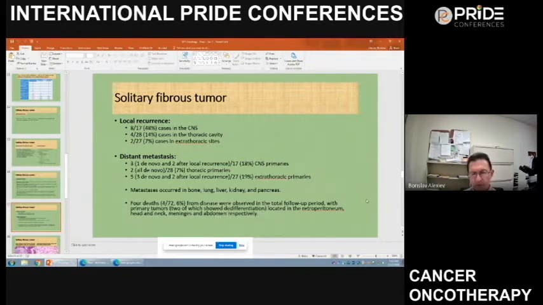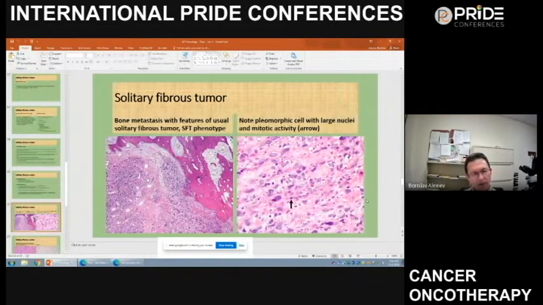Death occurred in 4 of 72 patients, 6%, in the total follow-up, with primary tumors, 2 of which showed dedifferentiation, and thyroid sarcoma transformation, located in the retroperitoneum, head and neck, meninges, and abdomen, respectively. The microphotographs demonstrate metastasis of SFTs in the bone, classic SFT phenotype, with pleomorphic large tumor cells and increased mitotic activity.